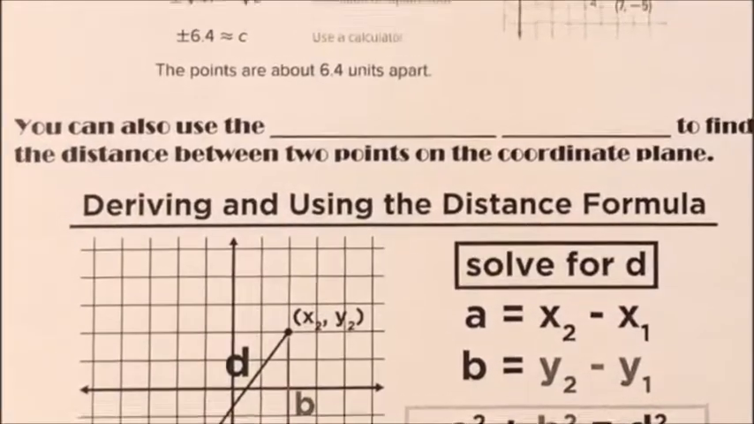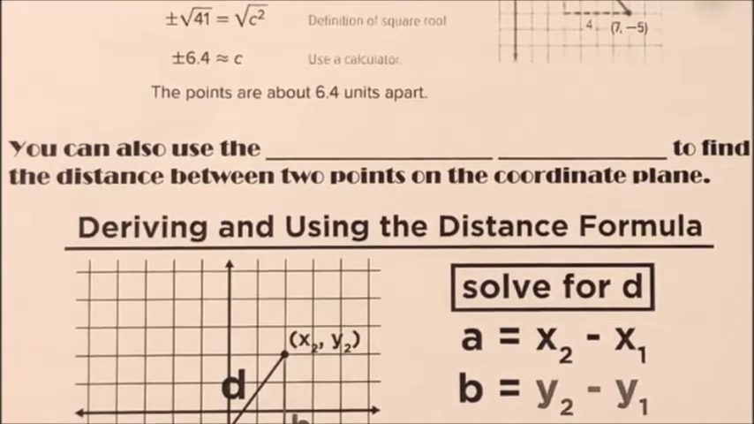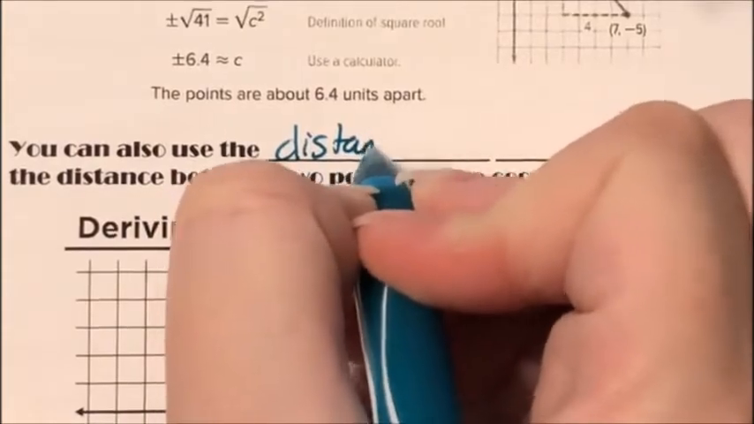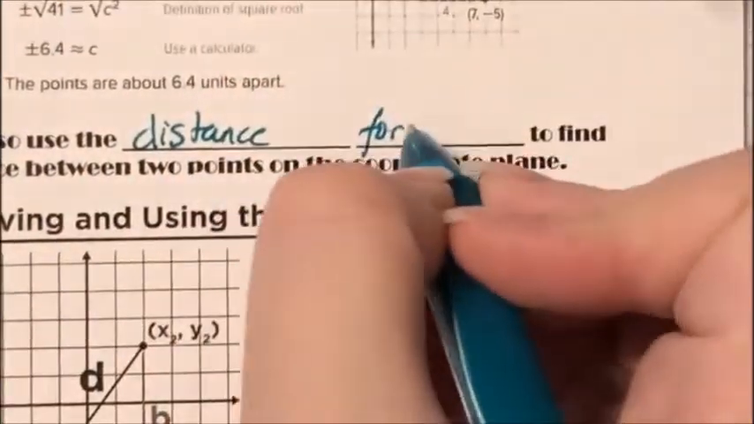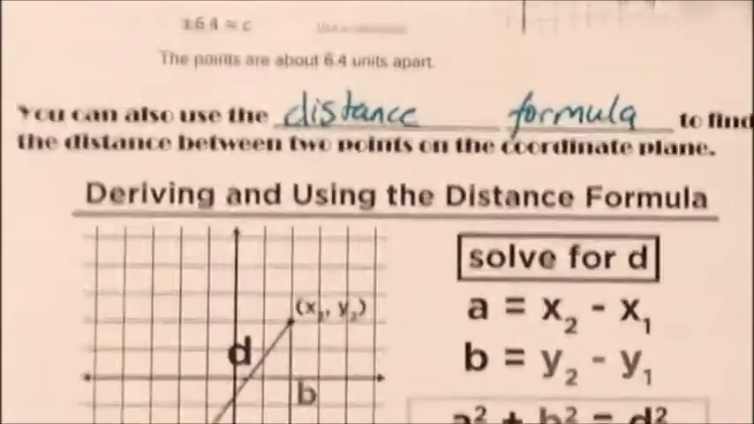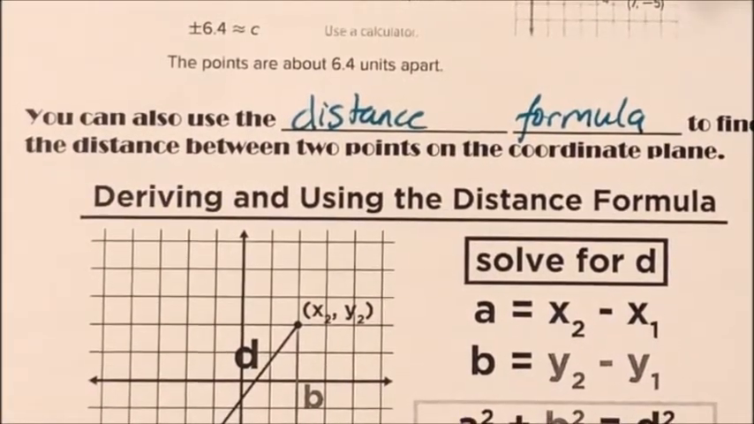You can also use the blank blank to find the distance between 2 points on the coordinate plane. In those 2 blanks, you're going to write distance formula. So you can use the distance formula to find the distance between 2 points on the coordinate plane.